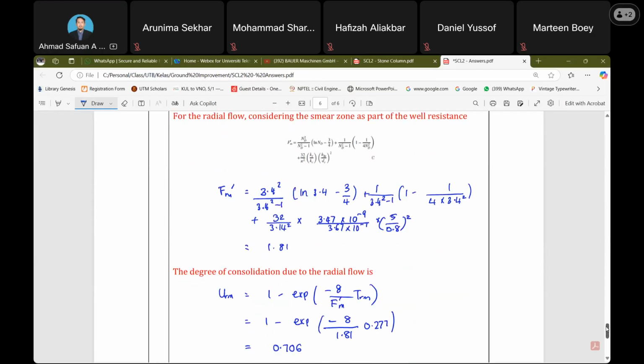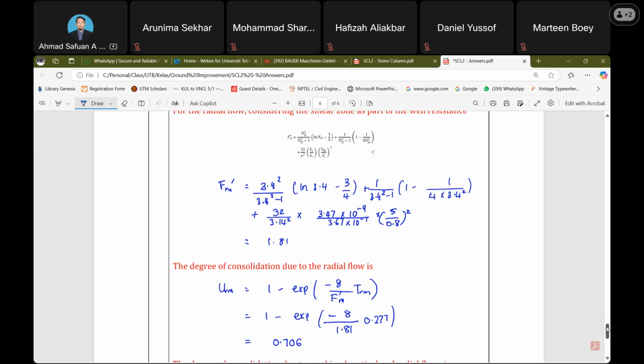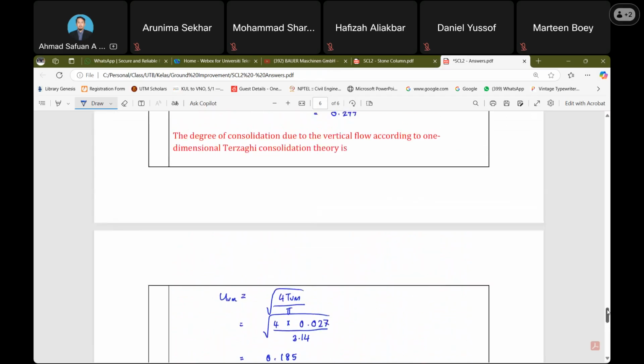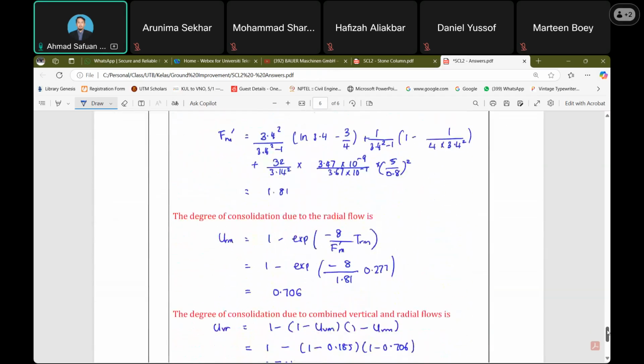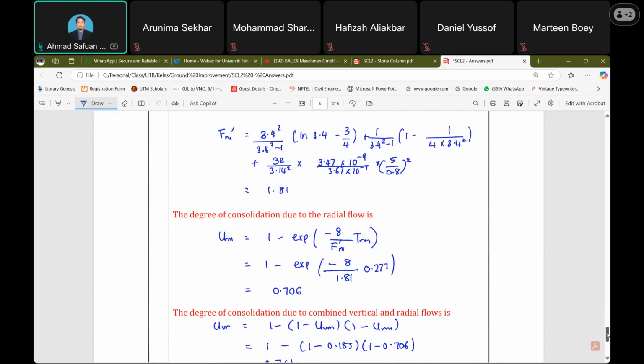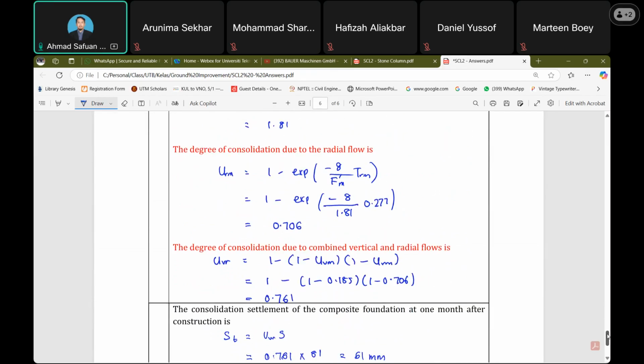So based on the Fn, the TRM is 0.277. Then we determine the URM. So the URM is 0.706. Okay, so that is for the URM. Then the degree of consolidation due to combined vertical and radial flow, UVR, is equal to 0.761. So that is the degree of consolidation.